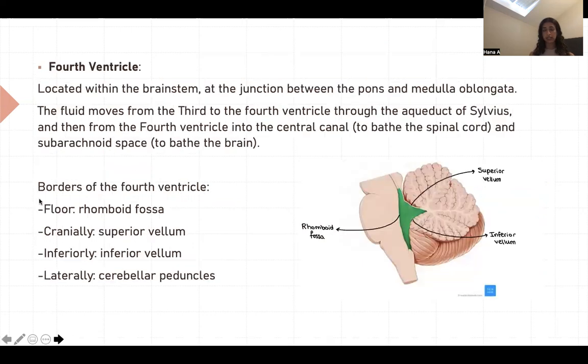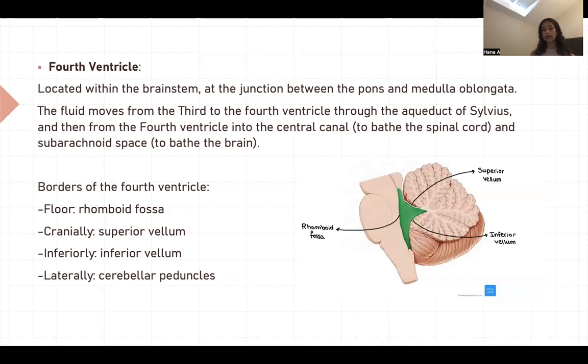Now, the last ventricle is the 4th ventricle. We already said it connects with the 3rd ventricle through the cerebral aqueduct of Sylvius. Now, the 4th ventricle is located a bit more inferiorly at the level of the brainstem, and specifically, it's located at the junction between the pons and the medulla oblongata. And a bit about the borders of the 4th ventricle. So the floor is made up of the rhomboid fossa, as you can see. Then we have superiorly the superior velum, inferiorly the inferior velum, and then laterally, which is not really shown here, it's bordered by the cerebellar peduncles.